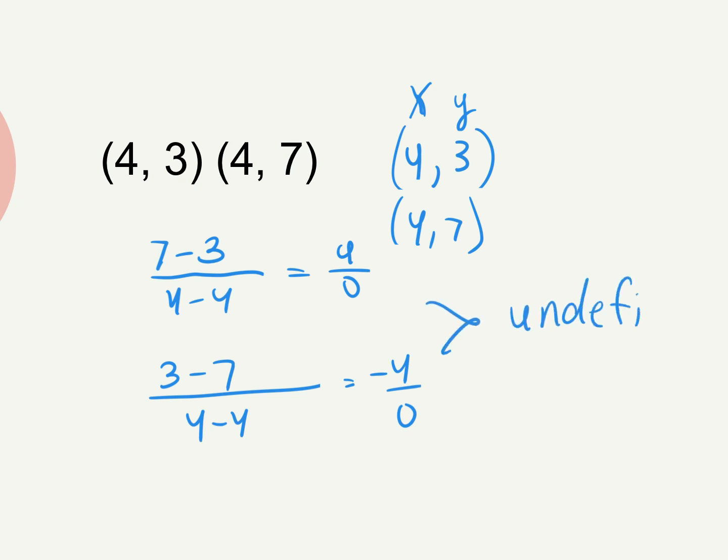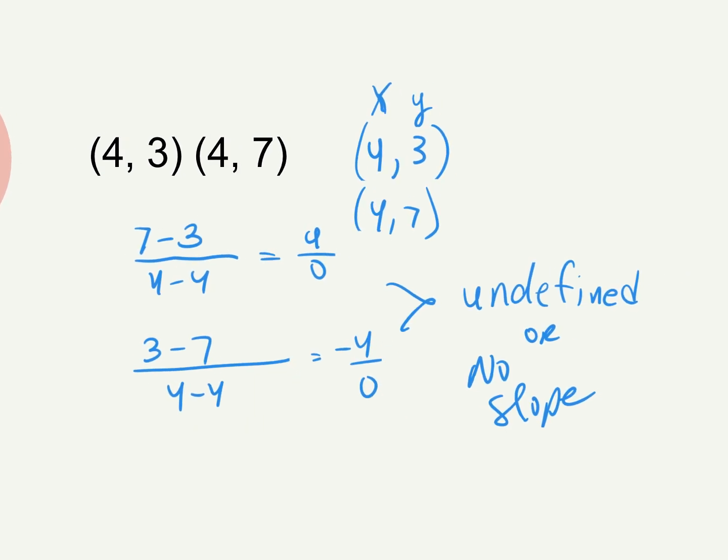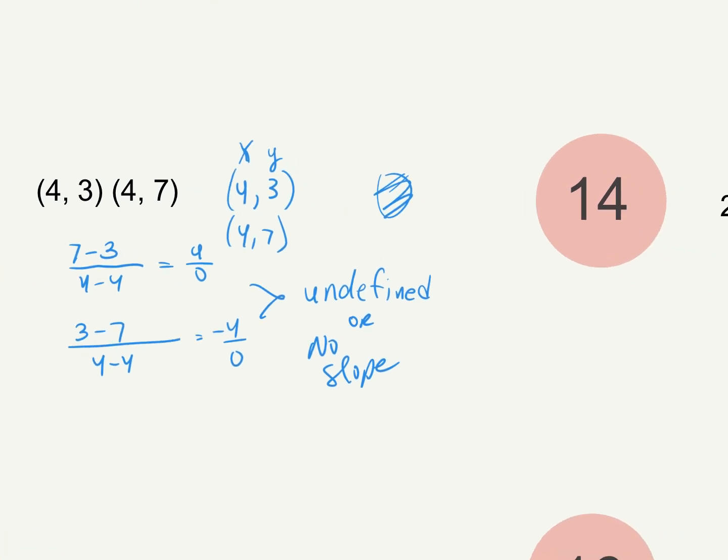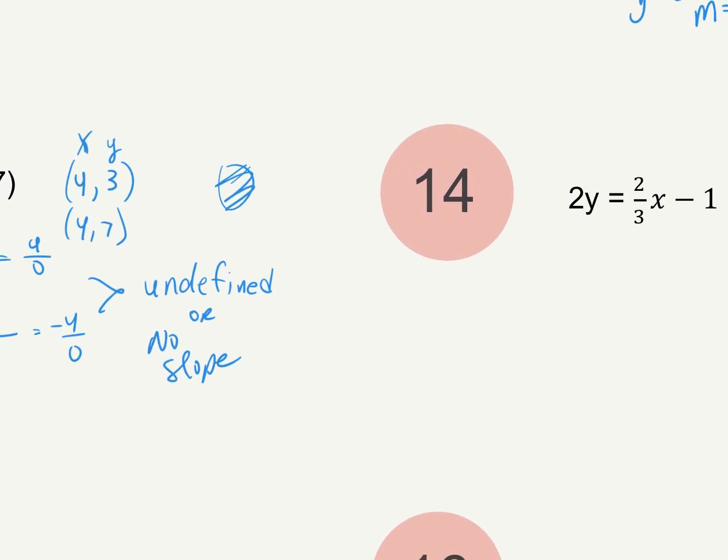In both cases, what is the answer here? What is your slope? Undefined, or what else could you say? No slope. I'd rather you write undefined or no slope, because you could write the 0 and then forget the slash, and then I think you wrote 0, so just saying.